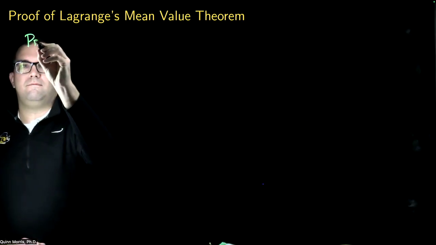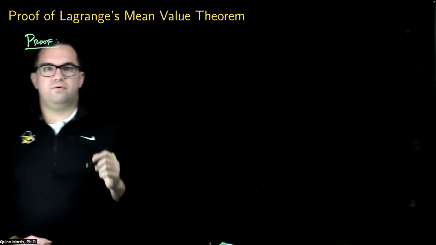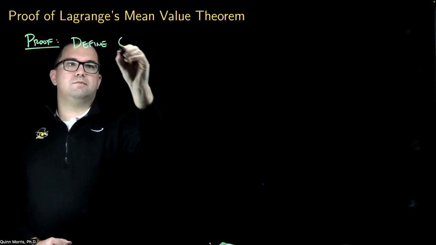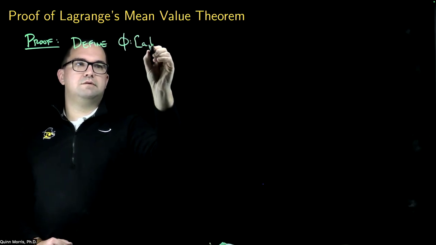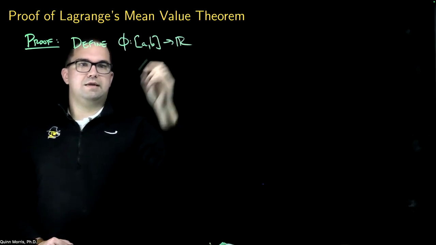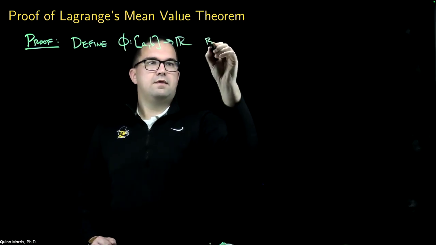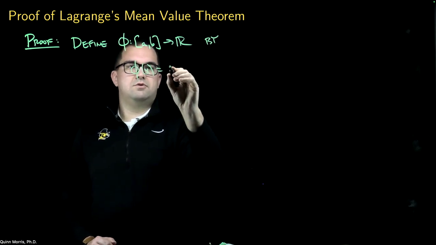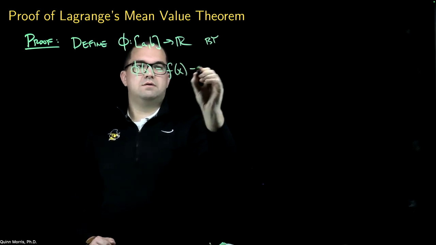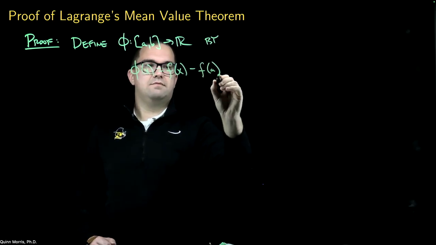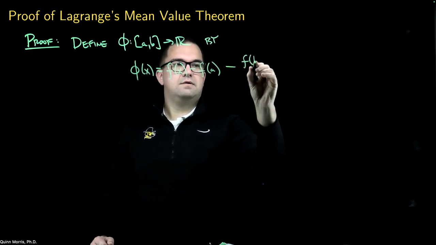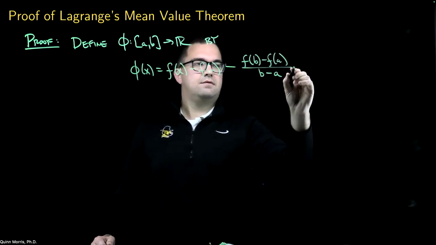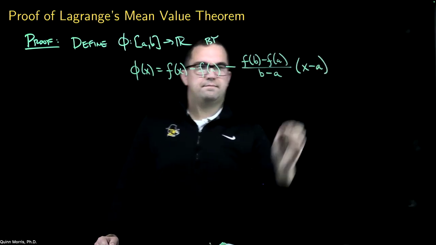So again, I'm going to start this proof by defining a function. I'm going to call this function phi. It's going to map from the closed interval [a, b] into R. And I'm going to define it in the following way. I want phi of x to be equal to f of x minus f of a minus (f of b minus f of a) over (b minus a) times (x minus a).